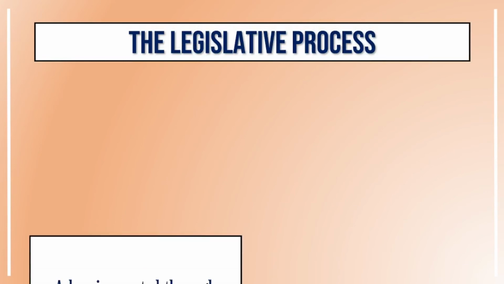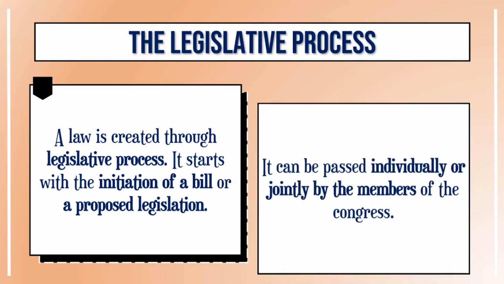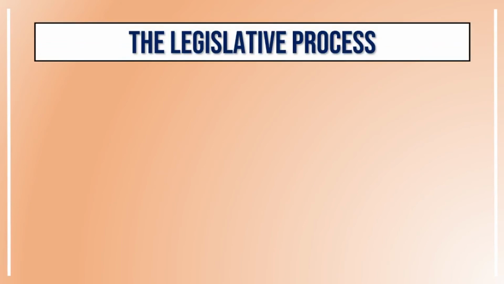A law is created through the legislative process. It starts with the initiation of a bill, or a proposed legislation. It can be passed individually or jointly by the members of the Congress. Here is the process on how a bill becomes a law.